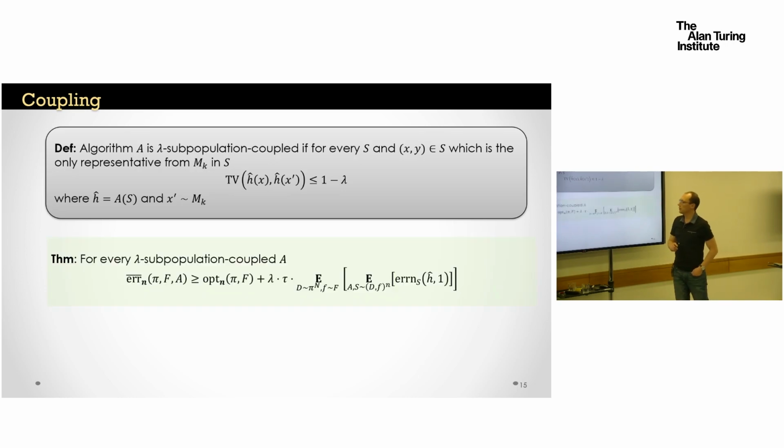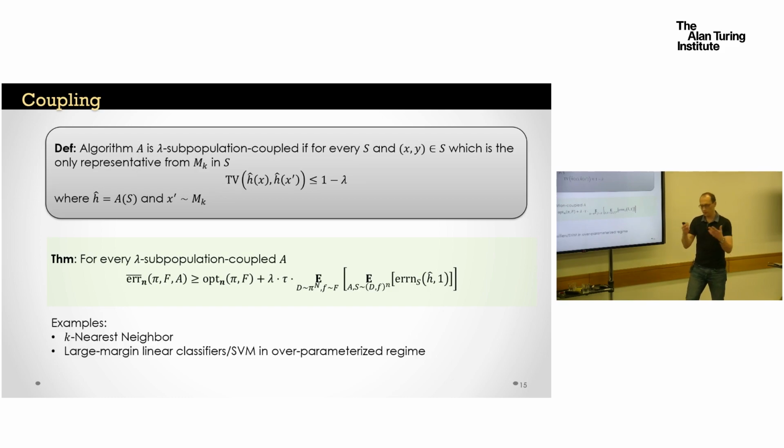And once you make this assumption, our main result is easy to translate to this setting. You basically just lose this additional lambda factor, which depends on the strength of coupling. It's all abstract, but actually it's pretty easy to show that this kind of coupling naturally happens for many algorithms. For nearest neighbor algorithms, it's easy to see because you assume that the points in the same subpopulation are closer to each other than to other points. Then once you observe the first point in the subpopulation, it's likely to affect how you label the entire subpopulation. And similar things also happen when you look at large margin classifiers or SVM in the over-parameterized regime.